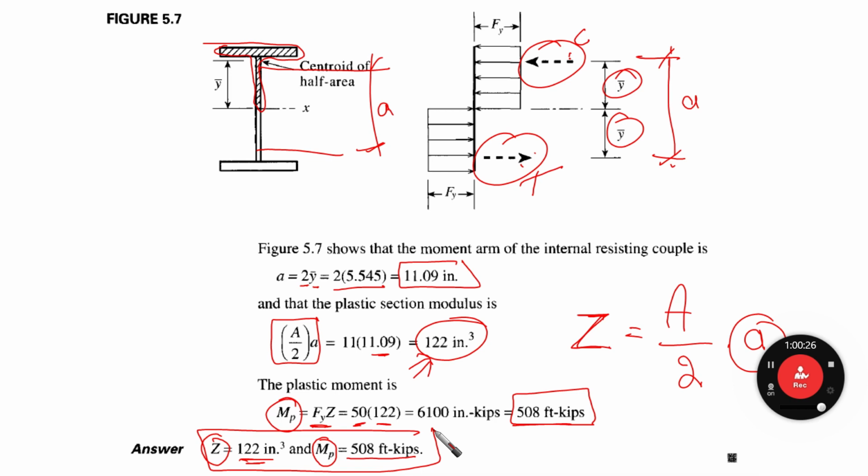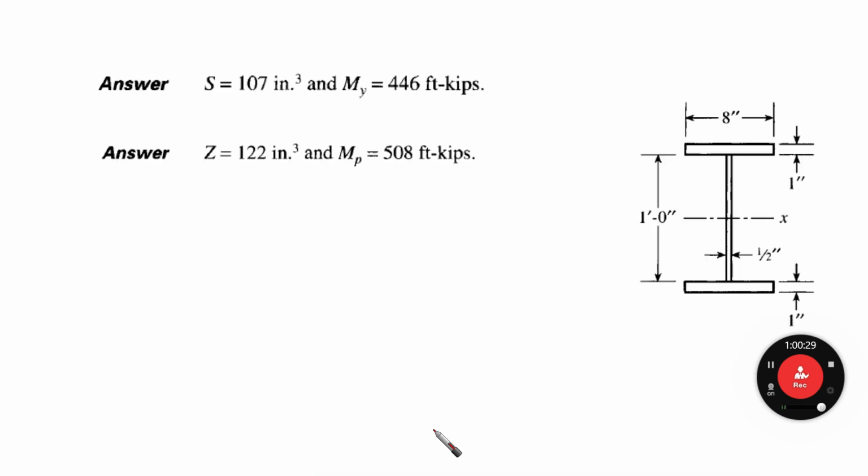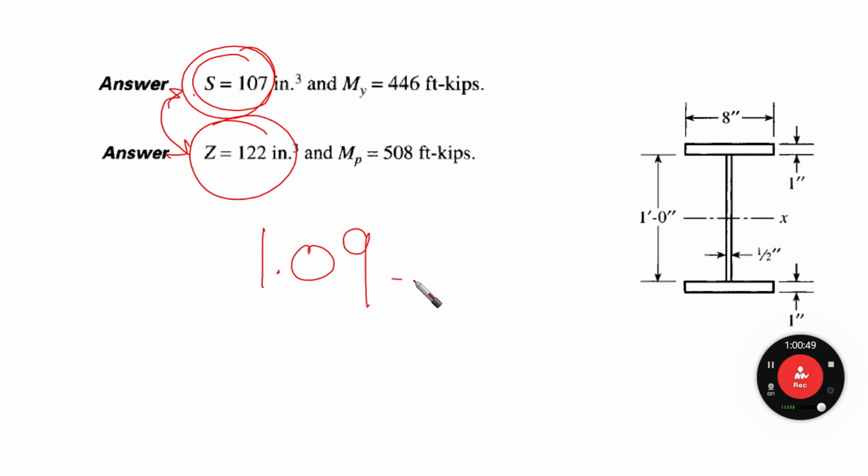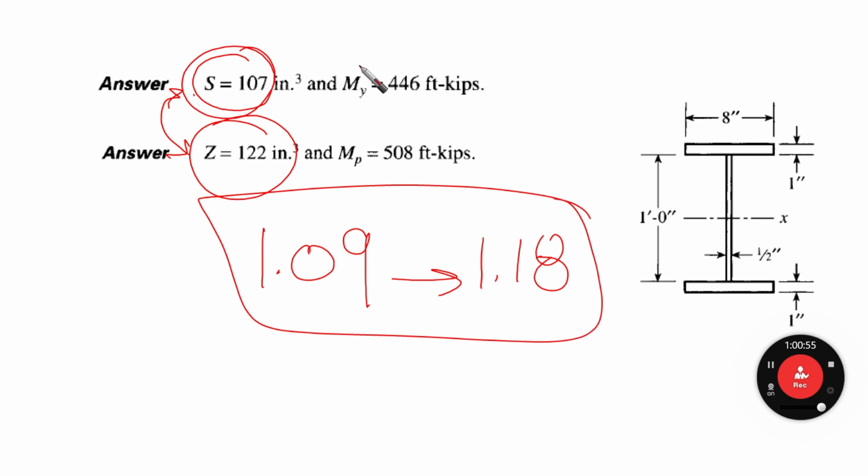Okay, now let's go to the last step, which is the comparison between the sections. For our case, the elastic section modulus was 107, and the plastic one is 122, higher than it. As we said before, the ratio should be in the range of 1.09 to 1.18. Do you remember this? And then M yield is 446 here, and M plastic is 508, right? So we're going to find that it is also within the range.